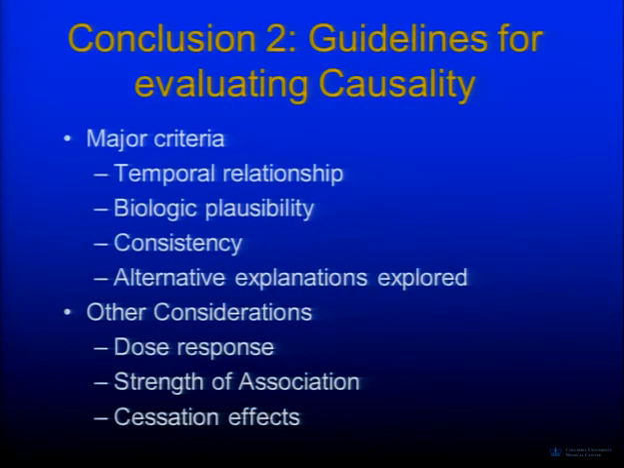Then I want you to think about causality, and these are the guidelines you might want to consider when you're thinking about your paper. Some of the major criteria: is there a temporal relationship in the papers, based on the design they used? Is it biologically plausible that the risk factor is related to the disease? Are the results consistent between the 2 papers? And have the authors, or you, explored any other possible explanations for the finding? Some other things to think about are the dose response, the strength of the association, or any data on what happens when you stop the exposure.